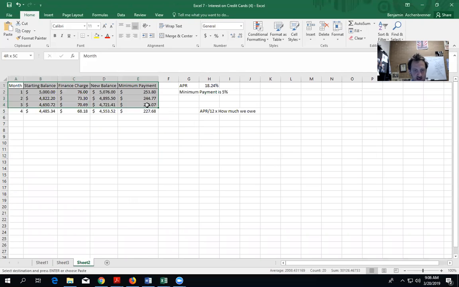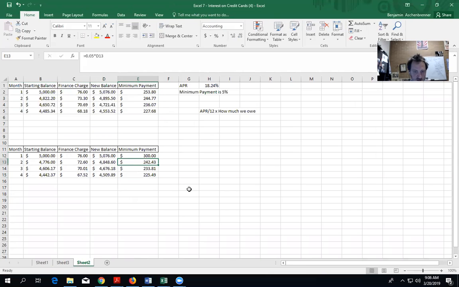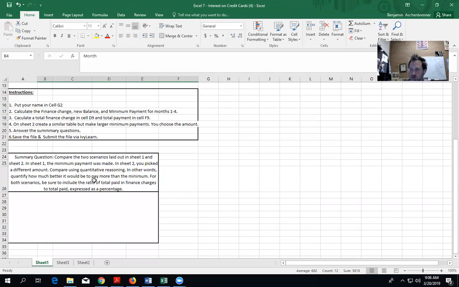So here's my example, the minimum payment of 5%. Here's my example copied and pasted. Now I'm deciding I want to make larger minimum payments. So I'm going to try to do $300 a month, come hell or high water. So I'm changing all of these to 300. Okay. So then the question that I'm asking in the summary question, which again, these are practice for projects and critical thinking about what happens in these situations.